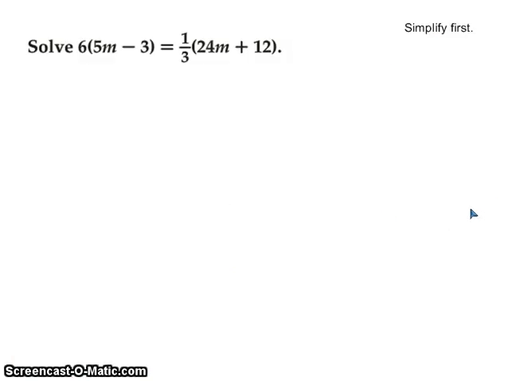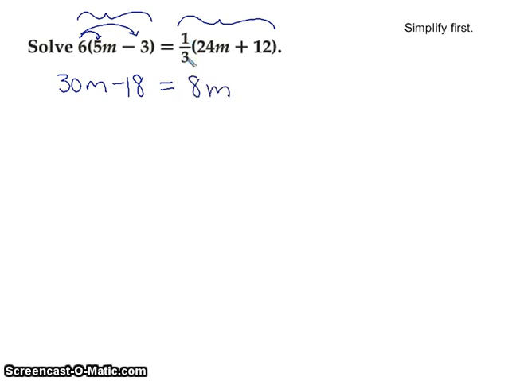Sometimes you'll need to simplify an equation first. Simplifying means that we will distribute or combine like terms, or maybe both of those things. So let's start by simplifying the left side. We're going to distribute the 6. So we have 6 times 5m is 30m, and 6 times negative 3 is negative 18. And on this side, we're going to simplify this expression. 1/3 times 24m, or 24m divided by 3, is 8m. And 1/3 times 12 is 4.